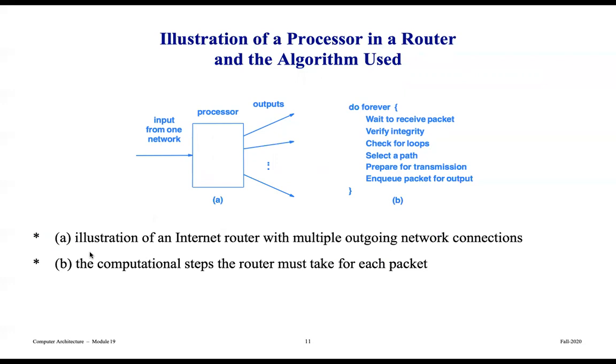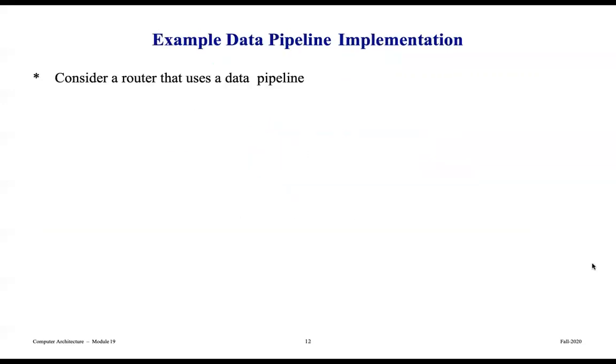And so for A, it's an illustration of an internet router. Multiple connections go into the output. So one to many, and the computational step the router must take for each packet. So data goes in, and then it has to determine which of these outputs that data is supposed to go out.